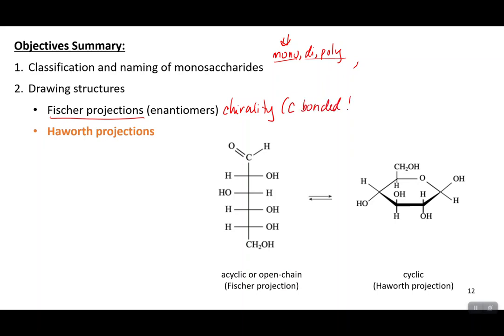In the next video, we are going to look at how to draw Haworth projections. Now that we have learned how to draw the open chain, which is just a Fischer projection, we're going to learn how to then go from a straight chain, as shown here on the left-hand side, into something that is cyclic. And the reason we want to do this is because it's going to be these cyclic structures that are going to end up forming the disaccharides and the polysaccharides that we will also talk about later.